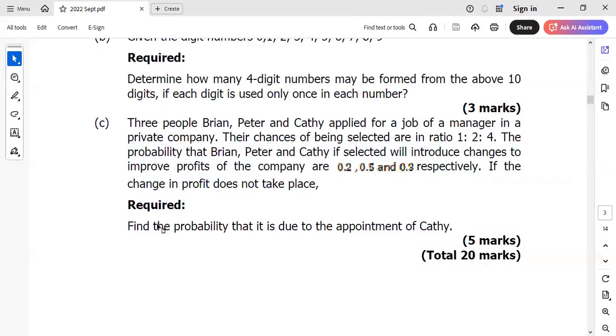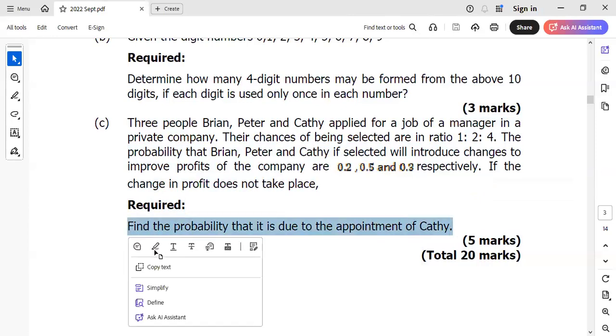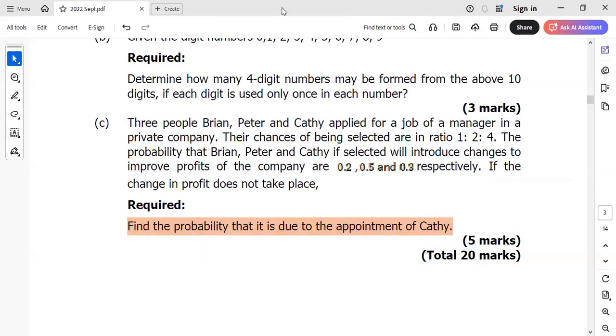September. We are told to find the probability that it is due to the appointment of Kathy. But what are we told? We are told that 3 people, Brian, Peter, and Kathy, applied for a job.